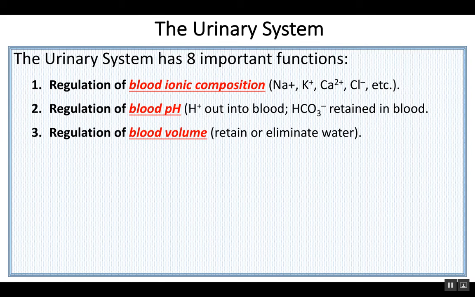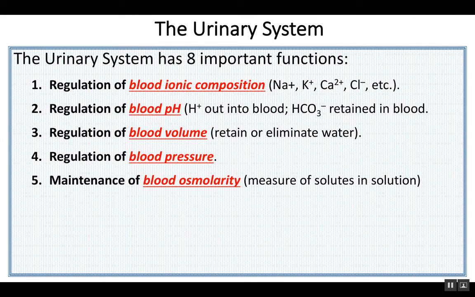Number 3, volume. That's fairly straightforward. You have to make adjustments based on your hydration status. If you're dehydrated, we need to retain water. If you are fully hydrated, we can eliminate water. And blood volume has a direct relationship to blood pressure, which we've done in the past. So blood volume, blood pressure, largely maintained or regulated by moving water, either moving it out of the body or keeping it in the body.